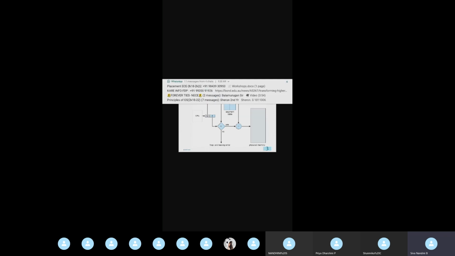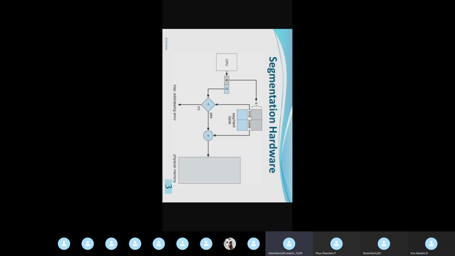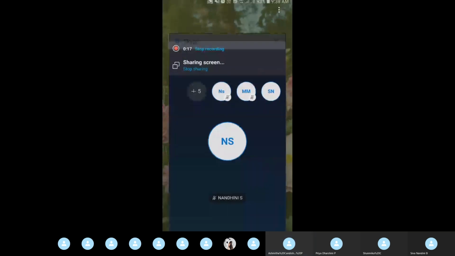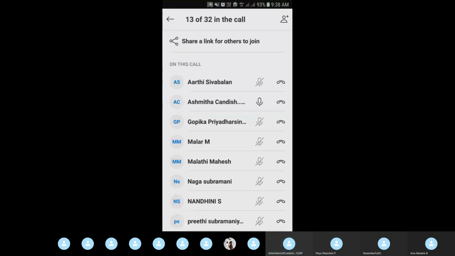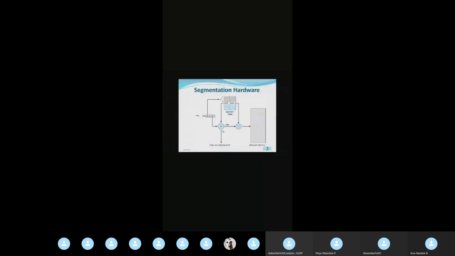I'm repeating again for easy understanding. Here in segmentation, in the logical address, we have the segment number and offset. The segment number is denoted by S and the offset is denoted by D. Once we have obtained the segment number, we'll search the segment table for where this segment number is lying.